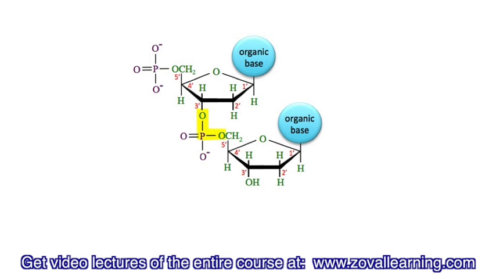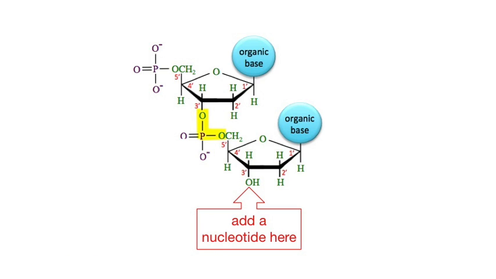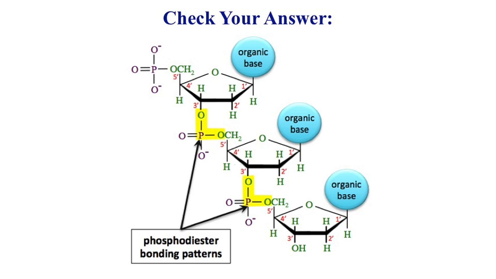Starting with the dinucleotide, we add a third nucleotide residue to the 3' carbon of the bottom nucleotide residue. This gives us the trinucleotide. The phosphodiester bonding patterns are highlighted with yellow.